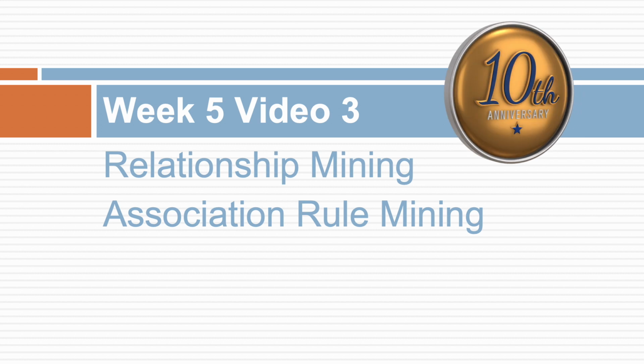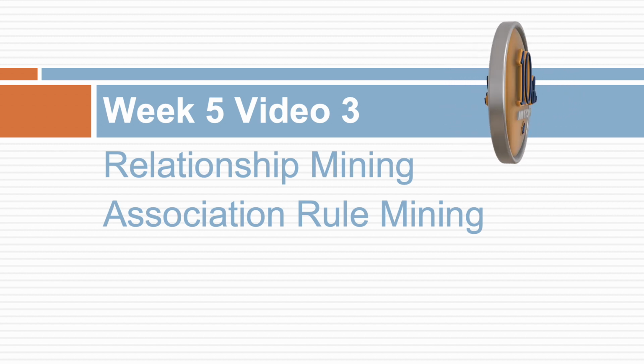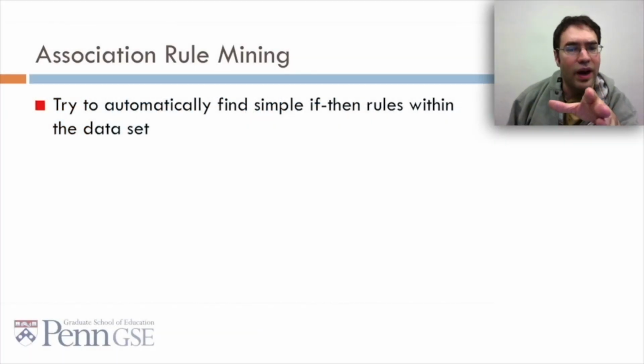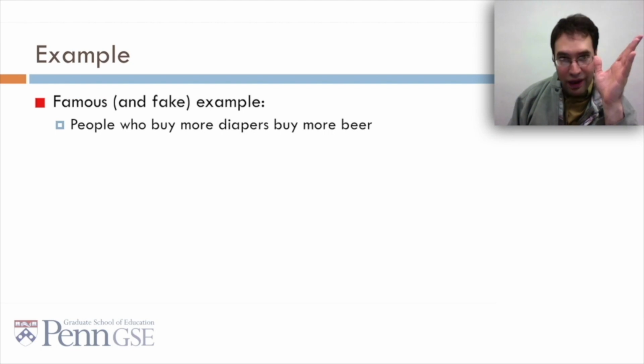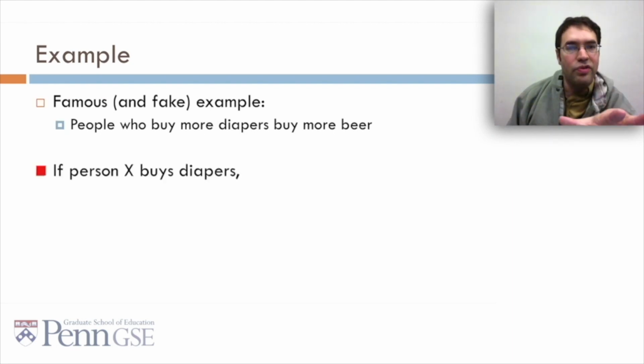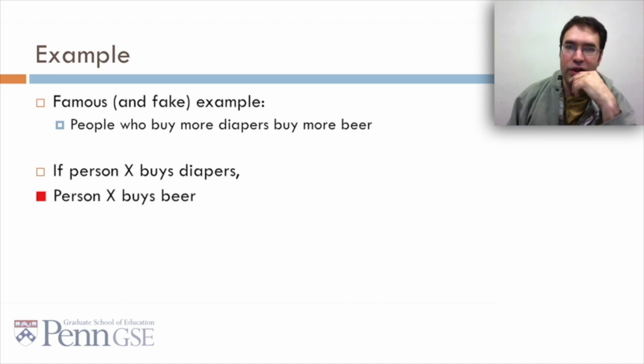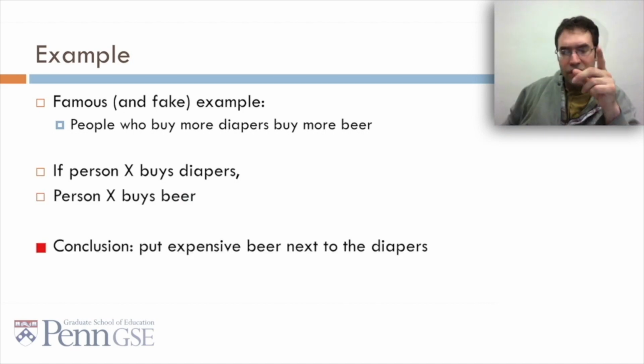Today, we're going to continue our relationship mining week by discussing association rule mining. In association rule mining, we try to automatically find simple if-then rules within the dataset. The classic example, famous and fake, is that people who buy more diapers buy more beer. So if person X buys diapers, then person X buys beer. Simple if-then rule. The conclusion?